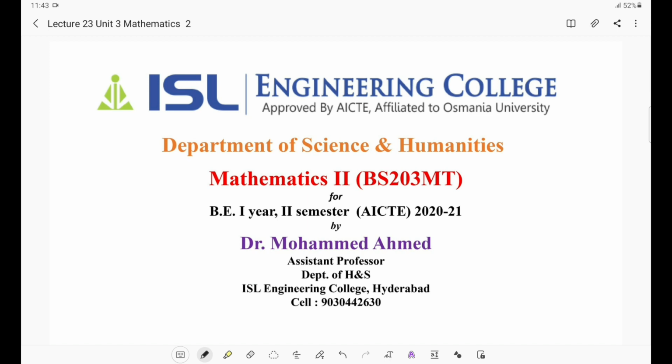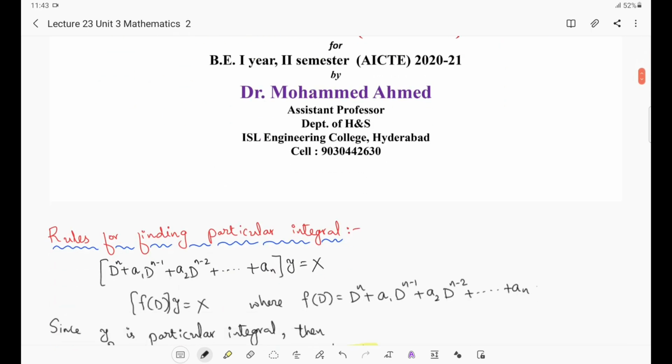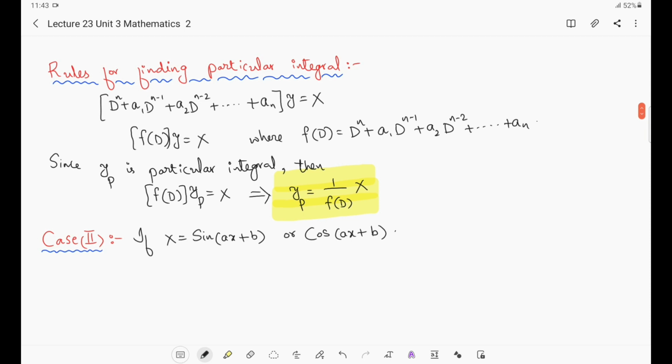Students, in the previous lecture, we have started rules for finding particular integral, right? Suppose I am given a differential equation which is of this form, D^n plus a1 D^(n-1) plus a2 D^(n-2) and so on, plus an, into y equals X, right? Suppose the given equation is of this form, which is an nth order, means higher order, differential equation with constant coefficients, and it is non-homogeneous because the right hand side, some function of x, is there, right?